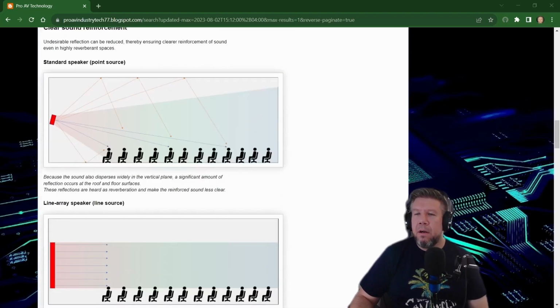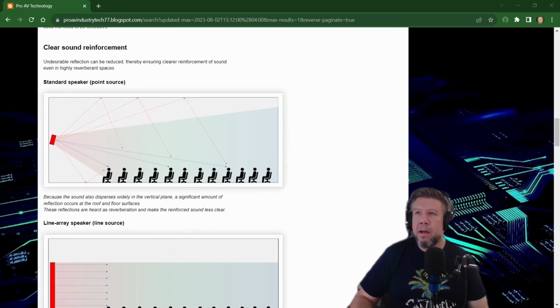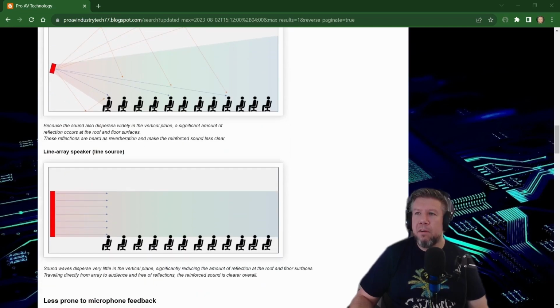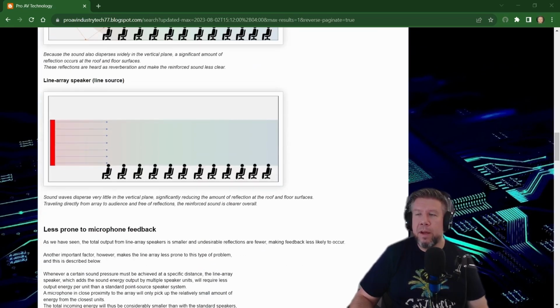Now, differences between point source and line array systems in terms of clear sound reinforcement. As you can see with this diagram, if you've got a point source speaker in the hall, that speaker will tend to reflect off every single surface in the room, the floor, the ceiling, it doesn't matter where it is, which means it's not a very direct sound. A line array system is definitely a lot more direct, because you can fine-tune that system, and it's been designed in such a way that the sound waves disperse a lot less in the vertical plane compared to a point source speaker.